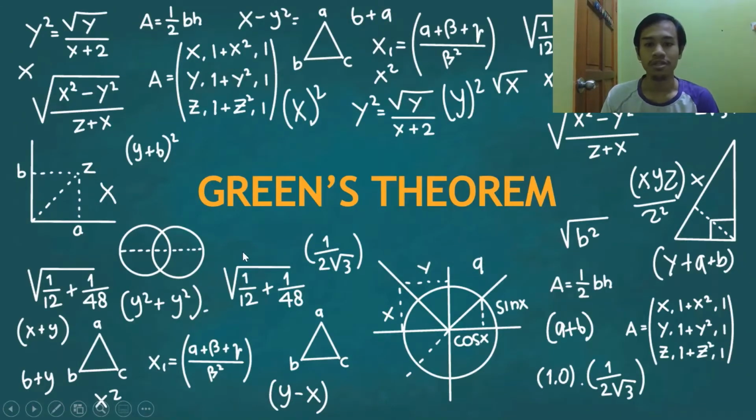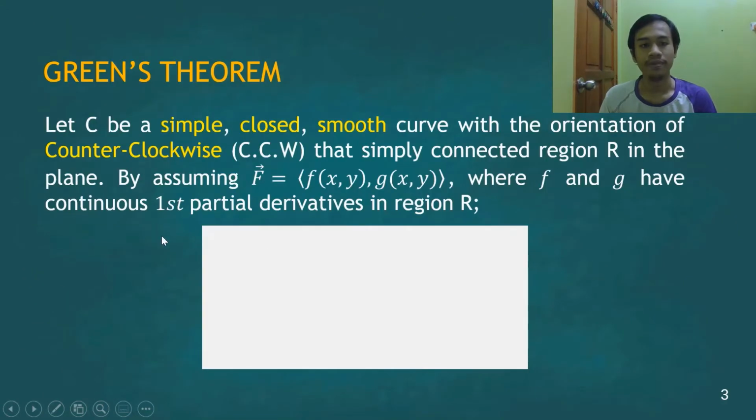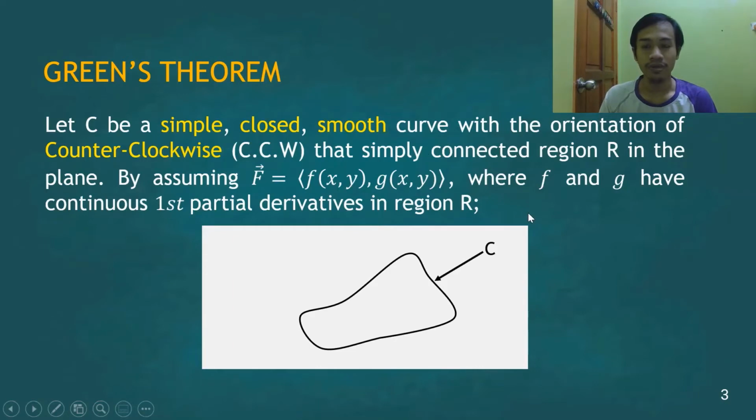In this presentation video, me and my teammates will present a little bit about Green's theorem. Let's see a simple closed smooth curve with orientation of counterclockwise that simply connected region R in the plane by assuming vector field F with the component of F and G, where F and G have continuous first partial derivative in region R.